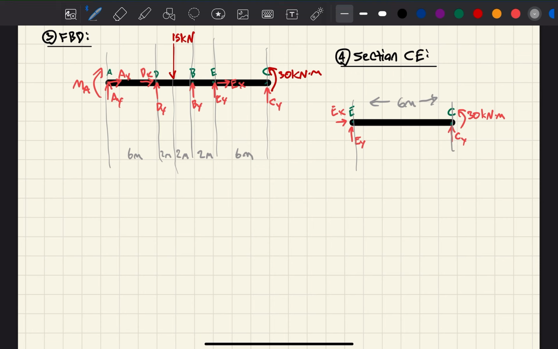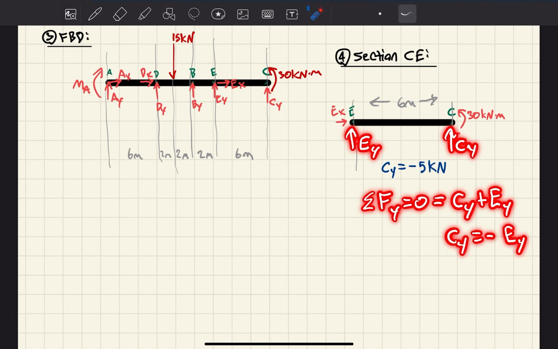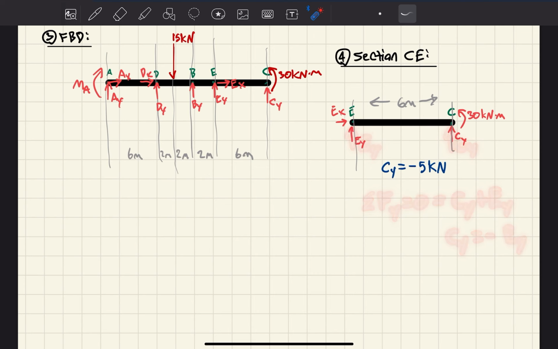Perfect. What are we going to do? We're going to put down our given value. We know that CY from that moment sum is equal to -5 kilonewtons. I'll keep it the same, but if you see a negative, that means it actually acts in this direction. Now we take the sum of forces in the y direction. We just have EY and CY, so CY plus EY equals 0. CY is equal to -EY, and therefore EY is equal to 5 kilonewtons.